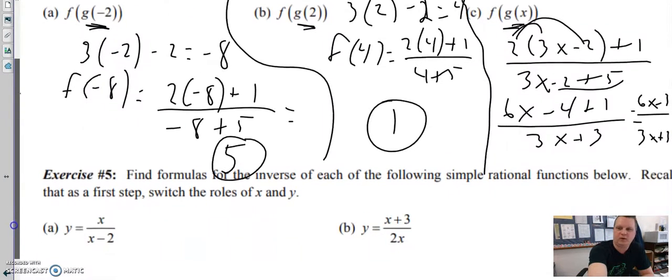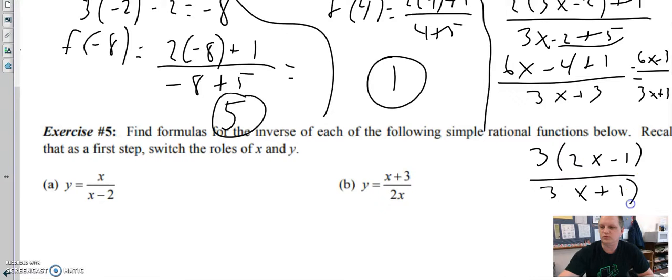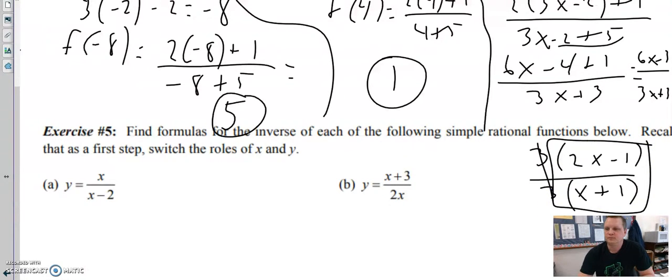I know they don't, but they're going to want you to. So I'm just going to put it down here. I'm going to take out a 3, and you have a 2x - 1. Take out another 3, and I have an x + 1. And these cancel. This is the answer I'd be looking for right there. Okay.